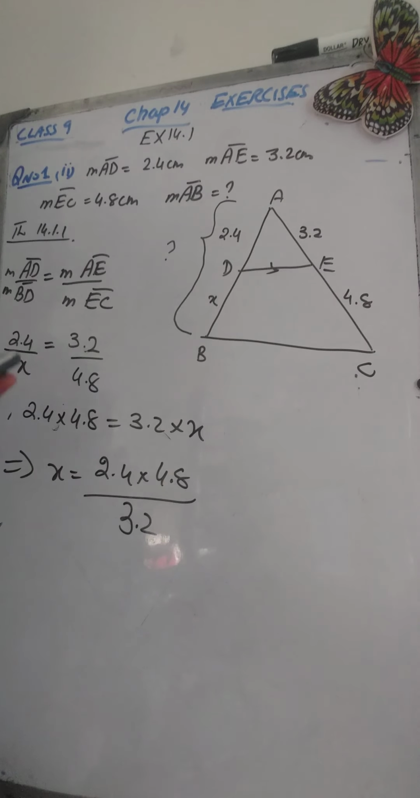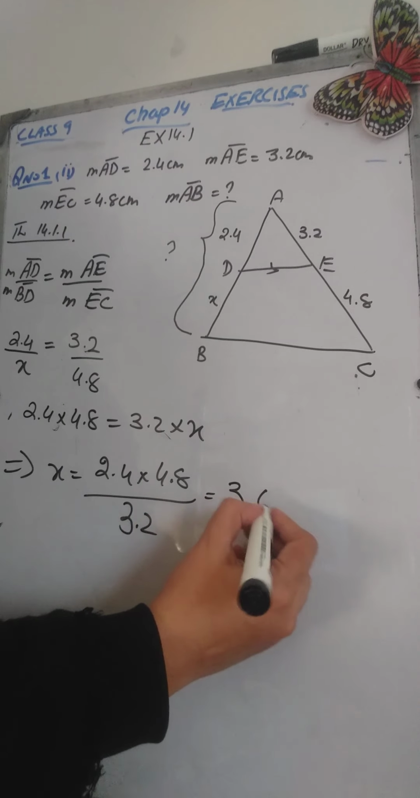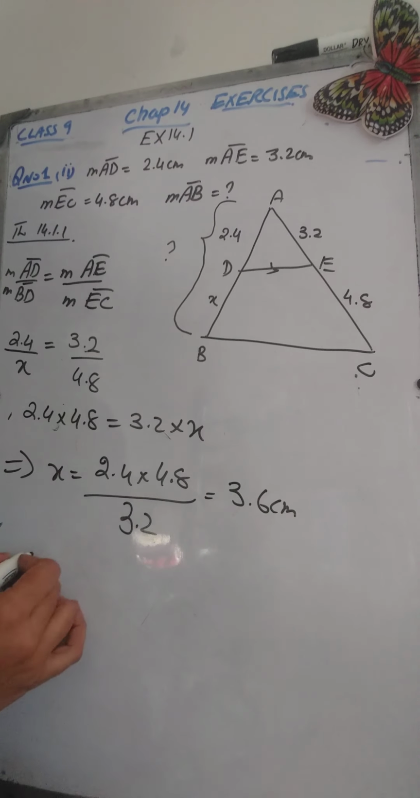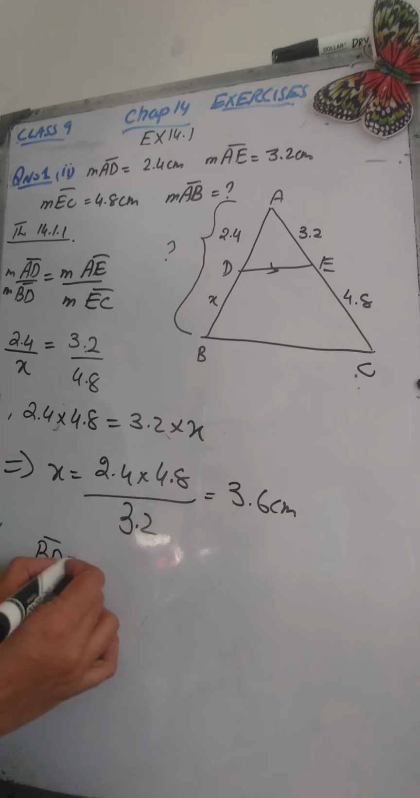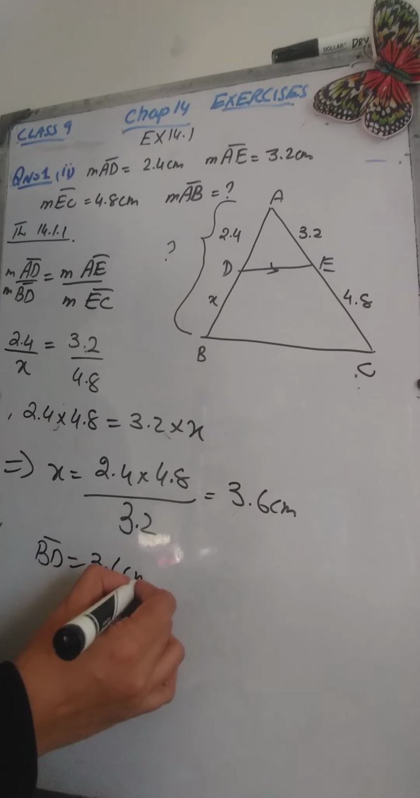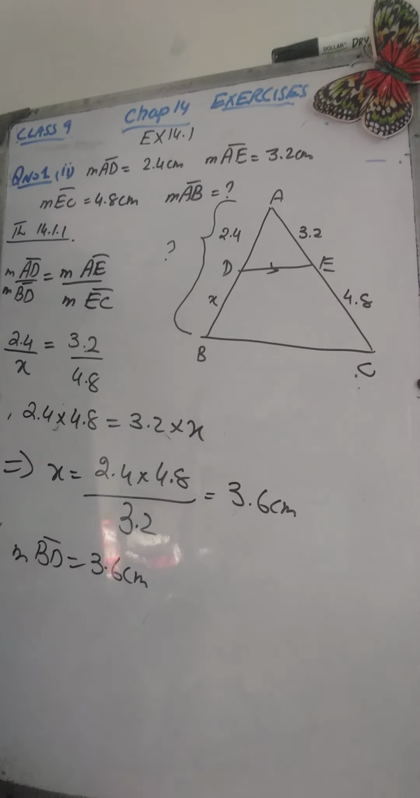2.4 into 4.8 divided by 3.2, we will get the value 3.6. This comes out to be equal to 3.6. It means BD is equal to 3.6 centimeters. This is the measurement of BD.